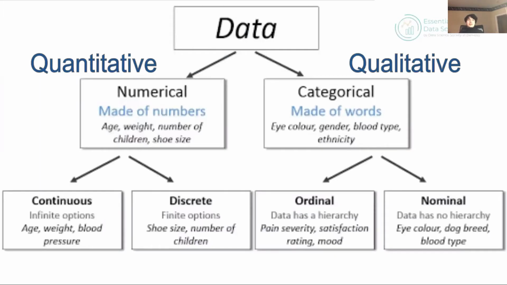Just a quick rundown on some different types of data before I go on. You've probably seen the words quantitative and qualitative before, but just as a recap, quantitative data is data that's made of numbers. So age, weight, number of children, shoe size. Qualitative data is some sort of category. And that could come in the form of eye color, gender, blood type, ethnicity.